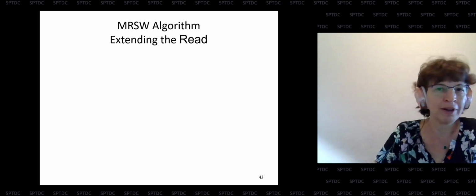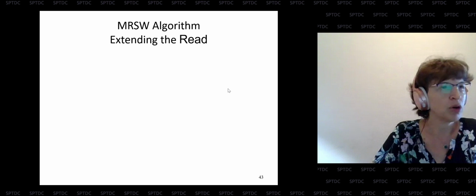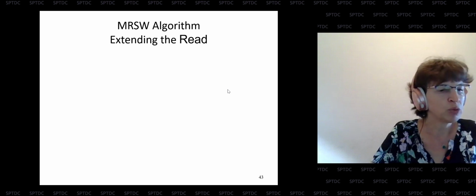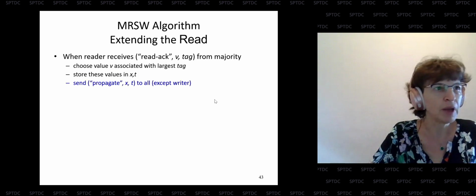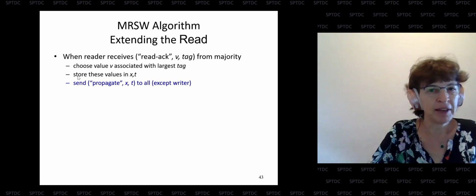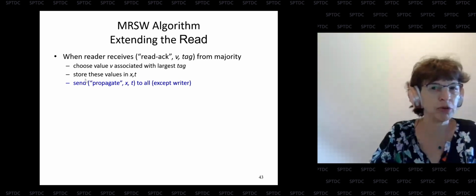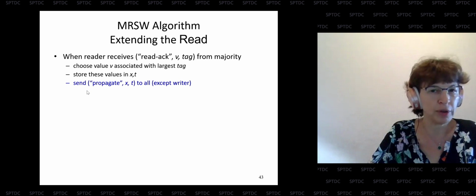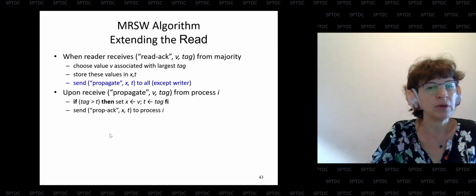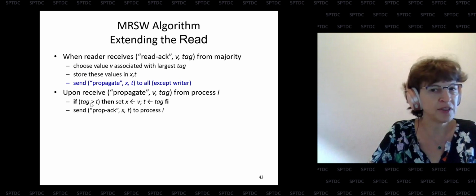And we're going to have to use a technique that is called write back. We're going to have to go back and write the value that we read to ensure that not only reads by the same process will see it, but also that reads by other processes will see it. So when the reader receives a read message, it doesn't return. Okay, the first two lines in the pseudocode are the same as before. It chooses the value and stores it locally, but in the single reader case, the next line said return. Here we don't return. We send a propagate message to everybody. And propagate is treated exactly like a write. This is exactly what we do on a write. If it's new, we update the register, and in any case, whether we update it or not, we send an ACK.